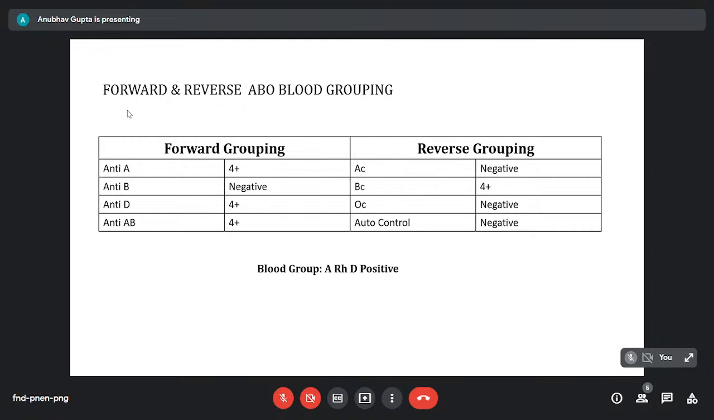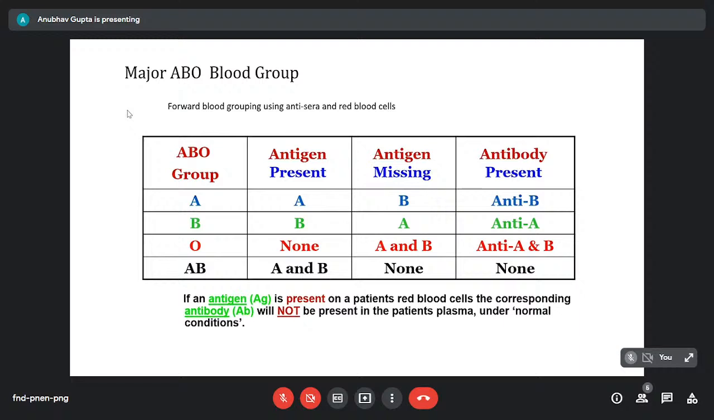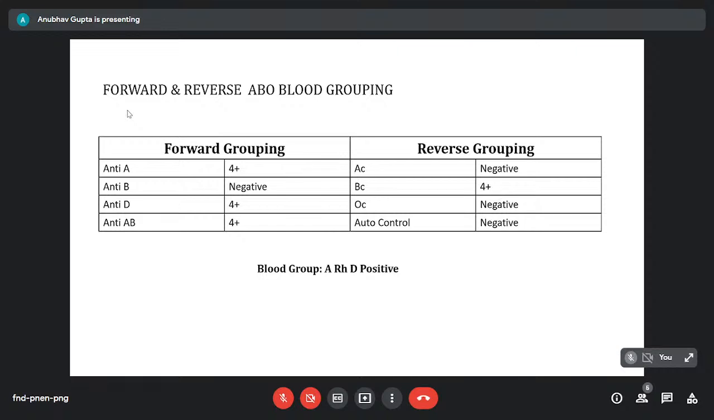That means that A antigen is present, but when we put anti-B, it gives a negative reaction. It means that B antigen is missing and A antigen is present. So the blood group of that patient or donor is A.